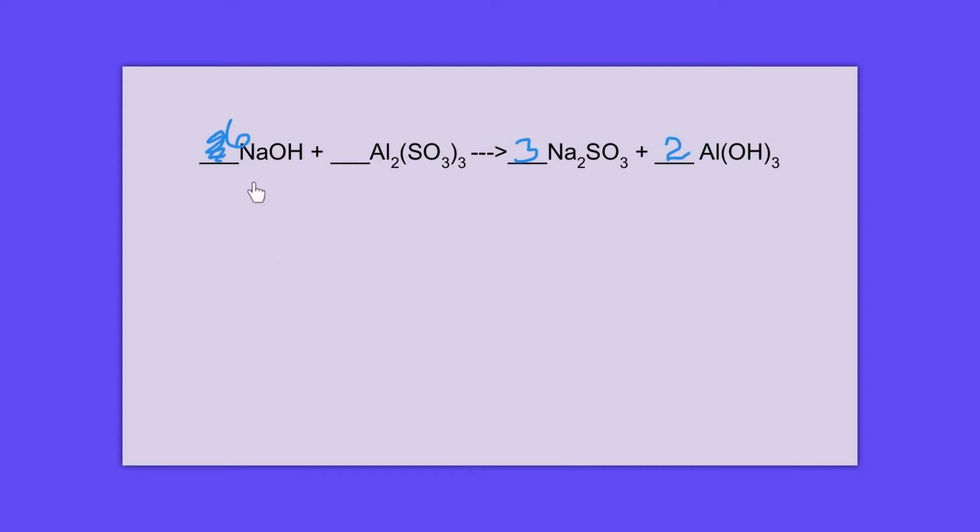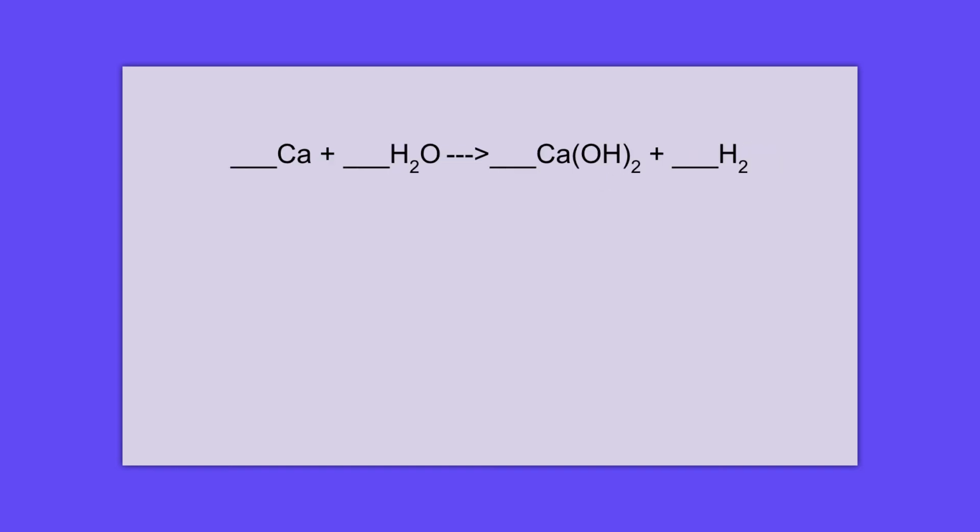That should do it. I've got 6 sodiums, I've got 6 OHs, and on this side I have 2 times 3, or 6 OHs. I've got 2 aluminums, 3 sulfites, and 3 sulfites. That's a balanced equation. Sometimes when I have water in a chemical equation like this, and on the product side there's an OH group and an H group separated by a plus sign, I find it easier to balance the equation by writing water as HOH.